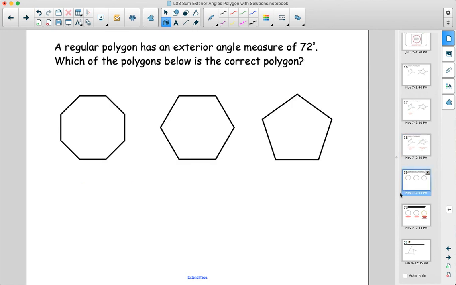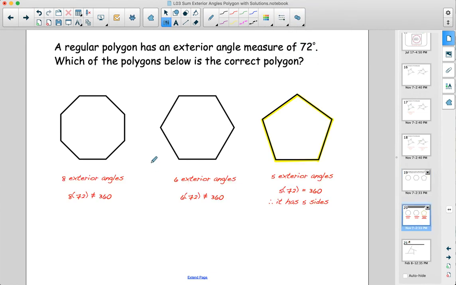All right, another example to look at. A regular polygon has an exterior angle measure of 72 degrees. Now remember, regular means that all of the exterior angles will be equal in measure. So which of the polygons below is the correct polygon? Again, count the number of sides. That'll be the number of exterior angles. They've told you what the exterior angle measure is, and you should remember that the sum of the exterior angles in every regular polygon is supposed to be 360 degrees. All right, a time to ponder pause for you to figure that one out.